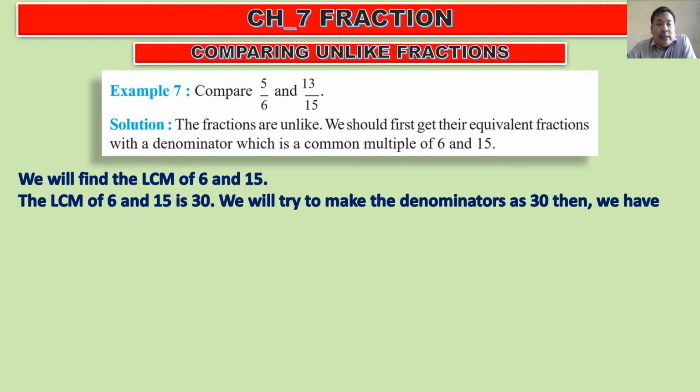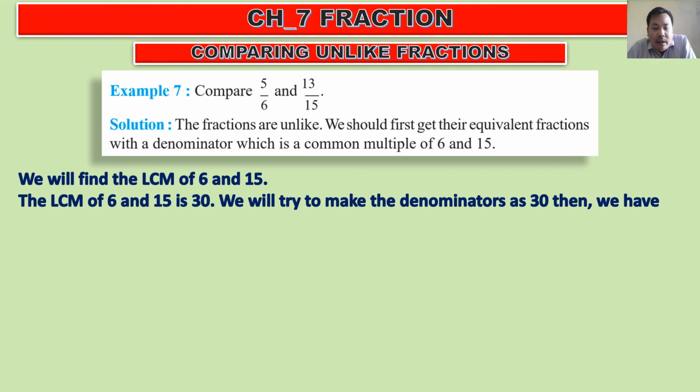So 30 is the smallest number that can be divided by both 6 and 15, so it is called the LCM, lowest common multiple. A multiple of a number can be divided by the number itself, isn't it? So 30 is a multiple of 6 as well as a multiple of 15.